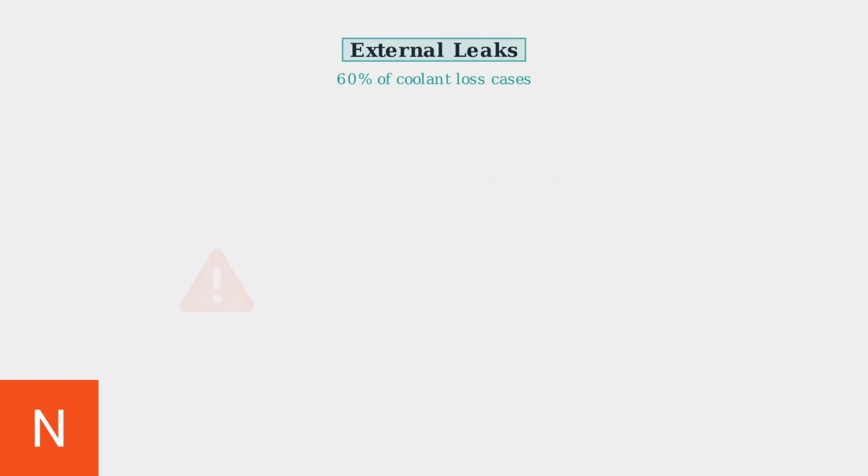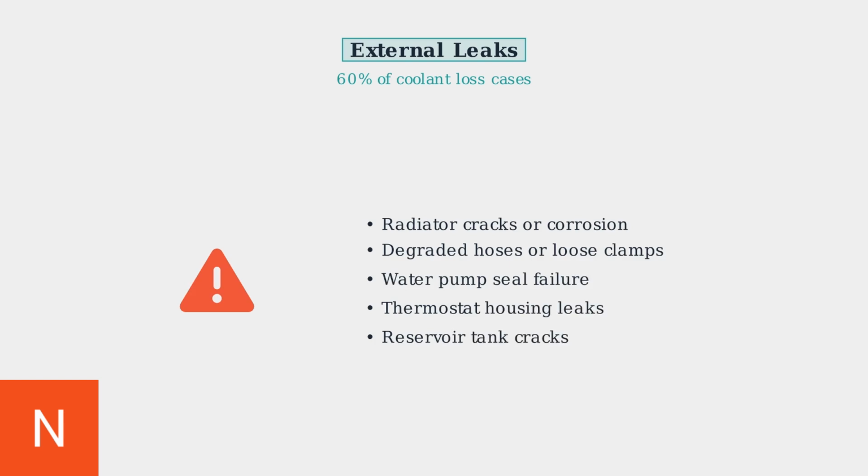External leaks account for 60% of coolant reservoir emptying cases. These are leaks you can often see or detect by looking for puddles under your car or stains in the engine bay. The most common external leak sources include radiator cracks or corrosion, degraded hoses with loose clamps, water pump seal failures, thermostat housing leaks, and cracks in the reservoir tank itself.